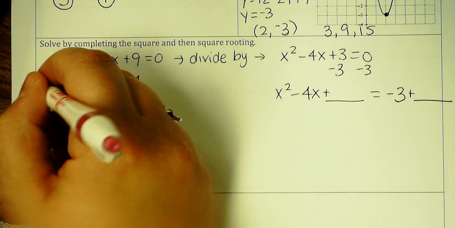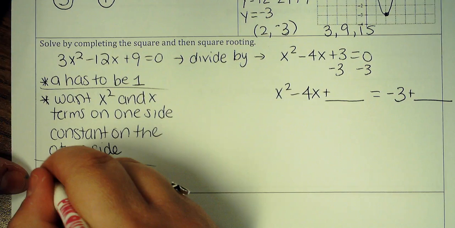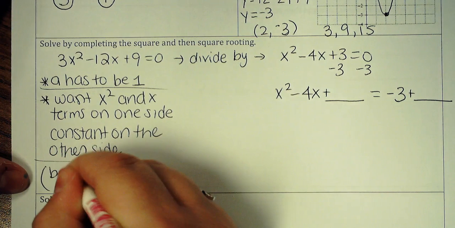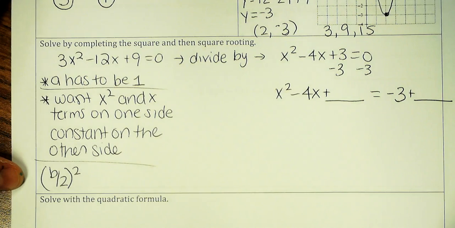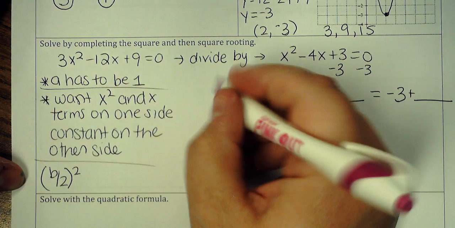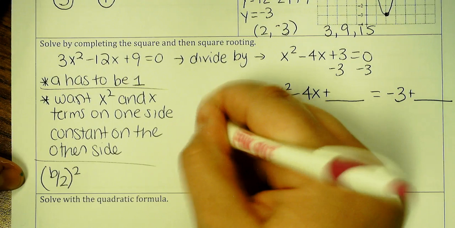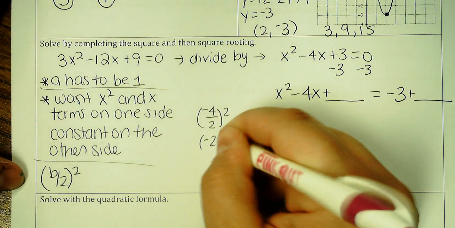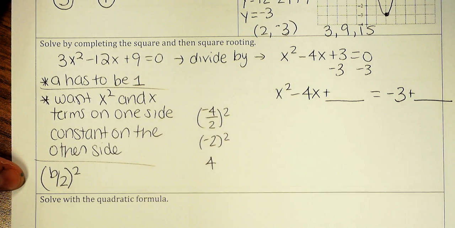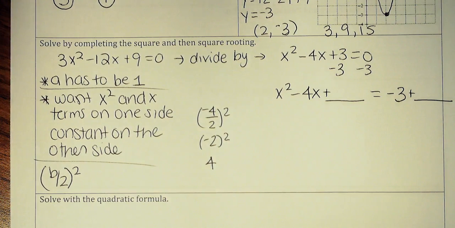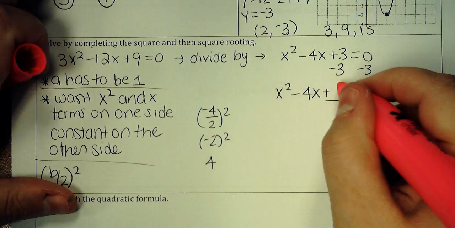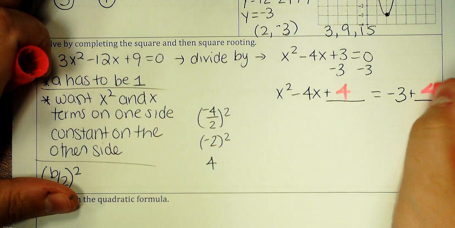Okay, so to complete the square, we're just going to take the b value divided by 2, squared. For the problem we're working with here, b is negative 4, divided by 2 is negative 2, squared, and that would be 4. So I'm going to add 4 to both sides of that equation because that keeps my equation balanced.